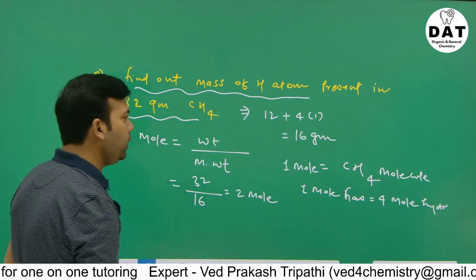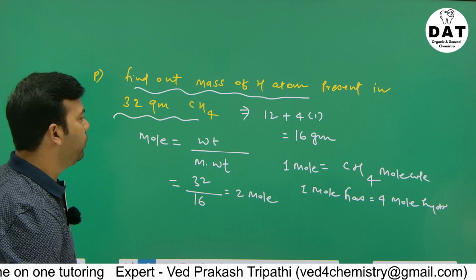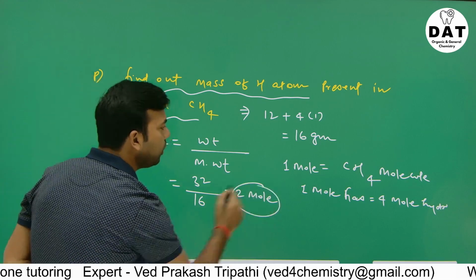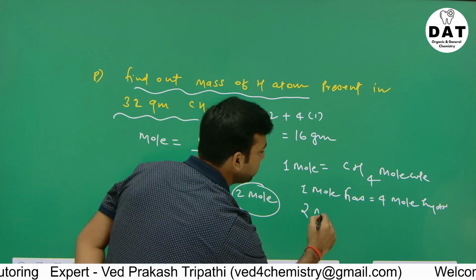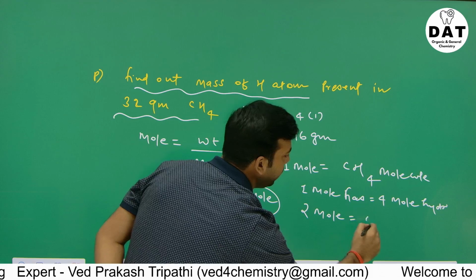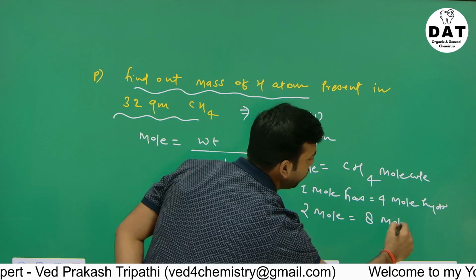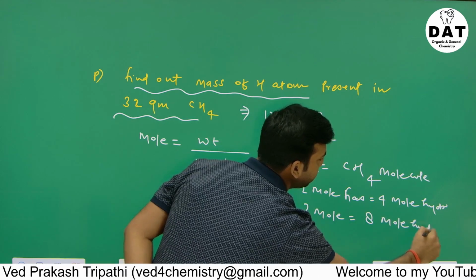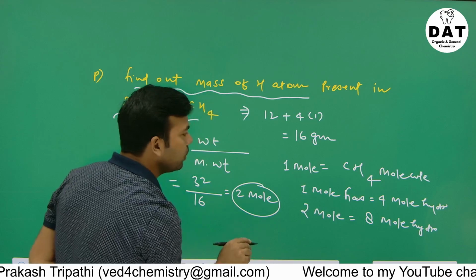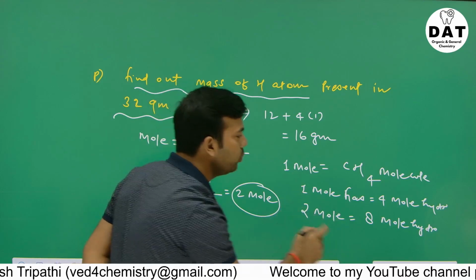Then how many moles of hydrogen will form in 2 moles? So 2 moles has 8 moles of hydrogen, because 1 mole has 4. So 2 moles means 4 into 2, which is 8.